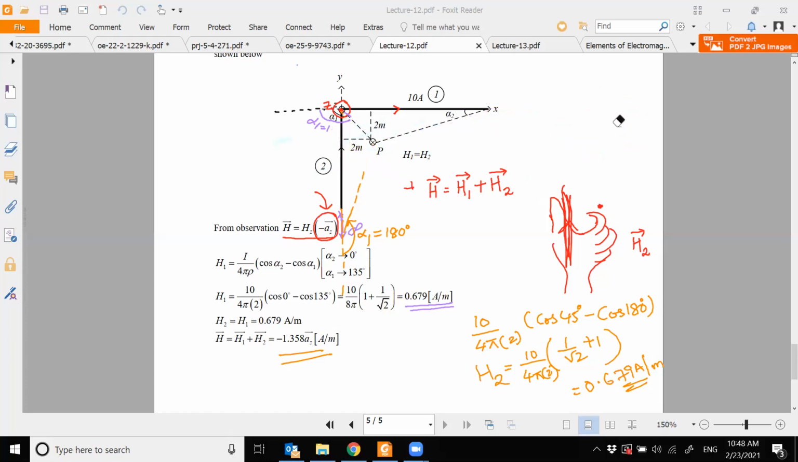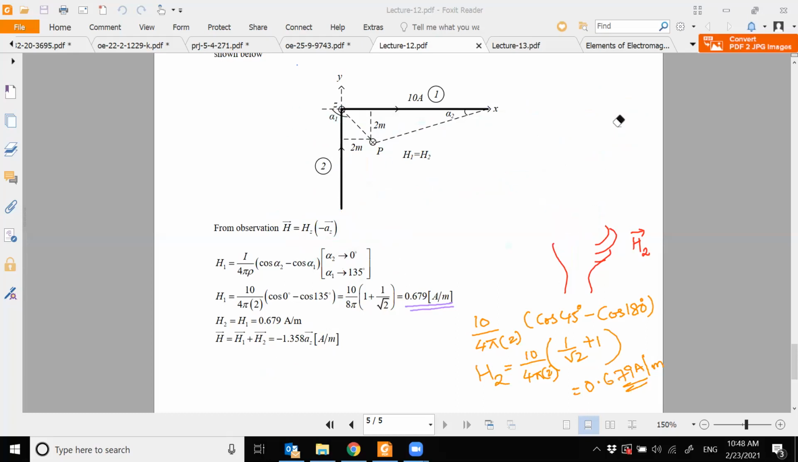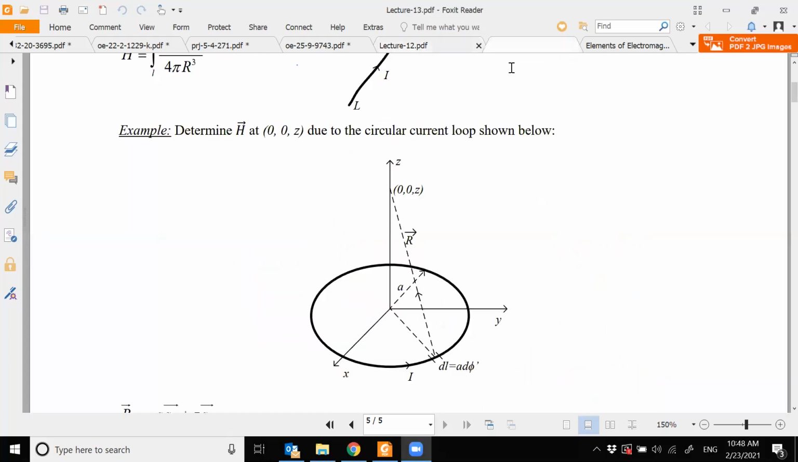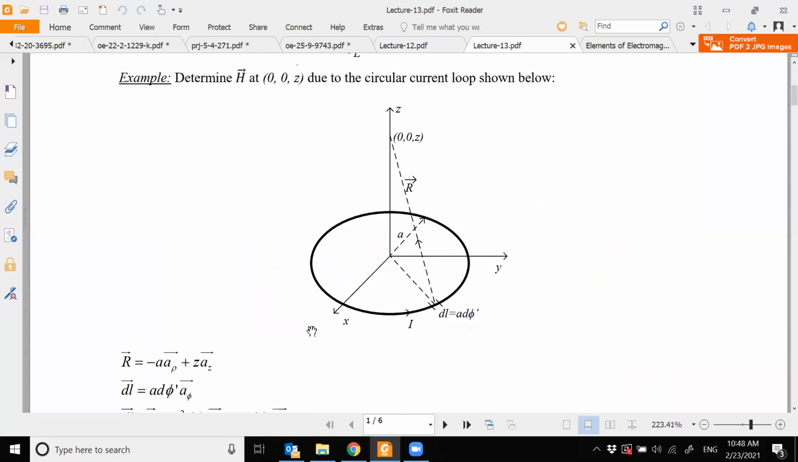Then this is for the line integral. Now, in a similar way, we have one more example where we do it for a ring, which is the next lecture. See, here we do it for the ring. Now, how do we do it for the ring? In the same way, see, my observation point is here. Okay, this is my observation point on the z-axis.